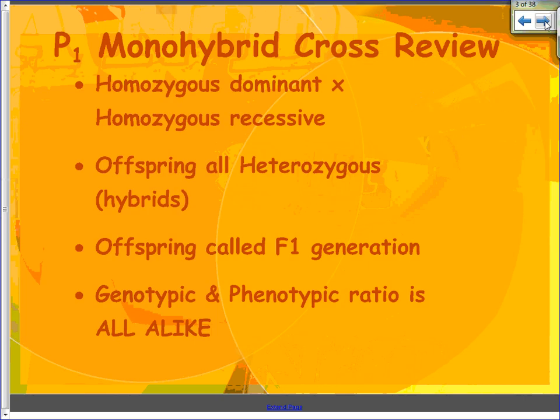So just as a review, when he crossed a homozygous dominant and homozygous recessive, all the offspring were hybrids, they were heterozygous. The offspring in this case are called the F1 generation, remember? And the genotypic and phenotypic ratios are they're all alike.